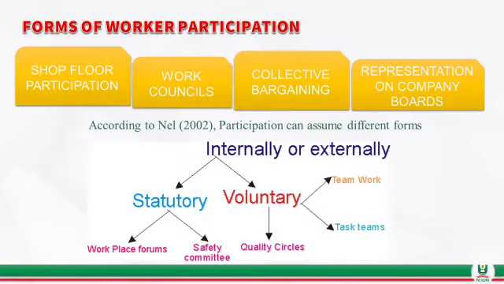Forms of worker participation. We have the shop floor participation, work councils, collective bargaining, representation on company boards. The shop floor is used to refer to all the ordinary workers in a factory or the area where they work, especially in contrast to the people who are in charge. A work council can be referred to a group of employees representing a workforce in discussions with their employers. And then collective bargaining means a negotiation of wages and other conditions of employment by an organized body of employees.